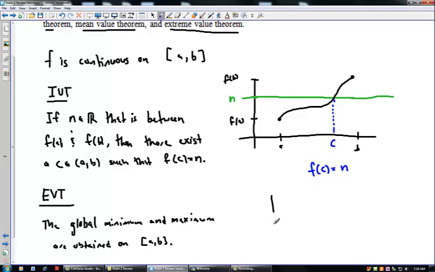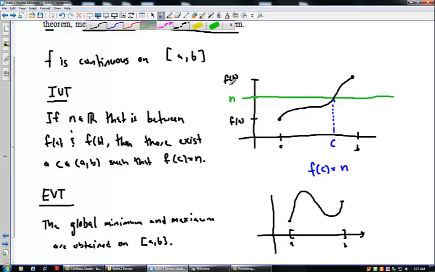So really, if you want to draw a picture of this, the idea is you have your A, you have your B, and I don't know what my function looks like, but whatever it looks like, it may go up, it may come down, it may go up again. But on a closed interval, you're guaranteed to reach your, in this case, this would be the global maximum. So my global max.